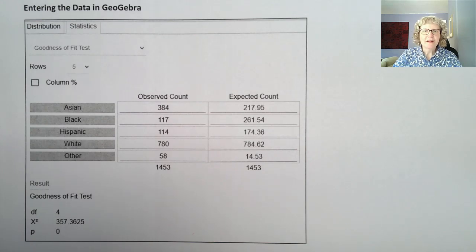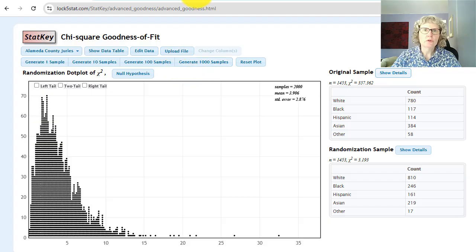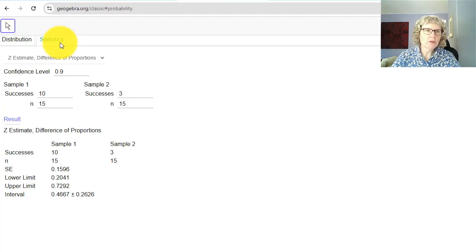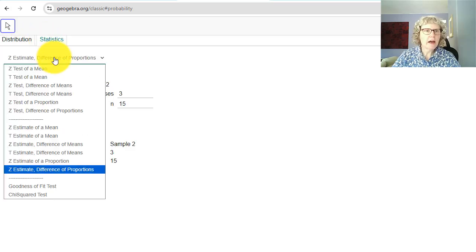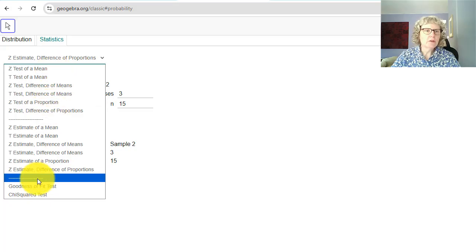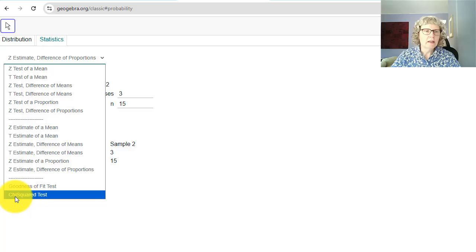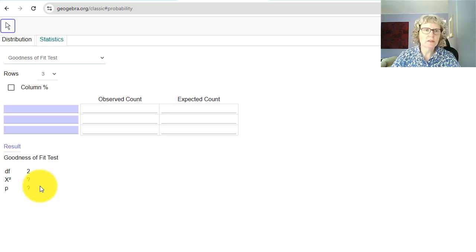Hi again. So I want to show you how to put the data into GeoGebra as well. I have a screenshot in the notes and I'm going to go over to GeoGebra. In our statistics tab, remember it starts looking like this with the normal distribution. Click on the statistics tab and at the very bottom we have goodness of fit test. The other one says chi-squared. There are two different chi-squared tests, so the one we want is goodness of fit.